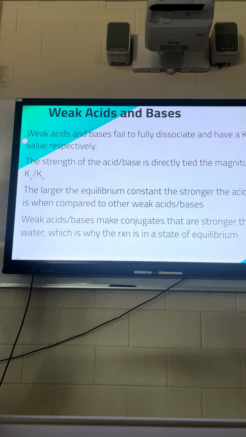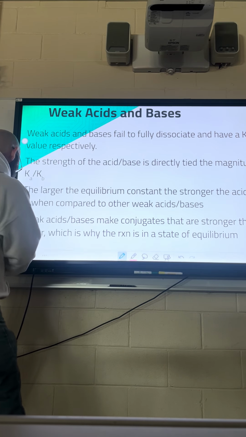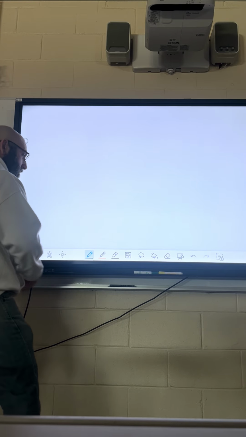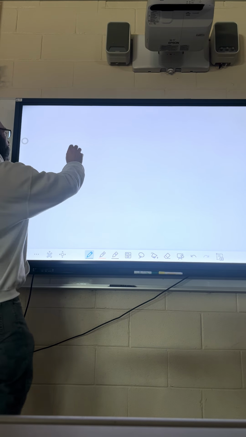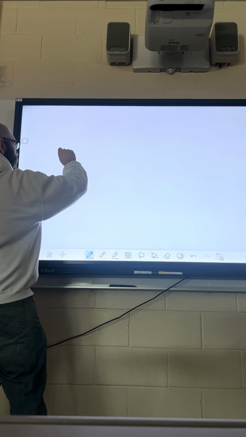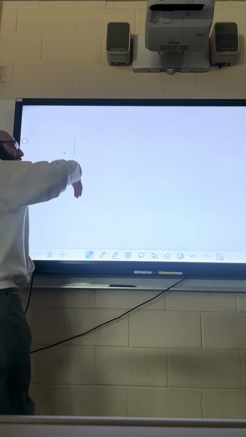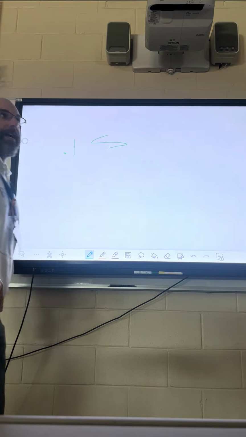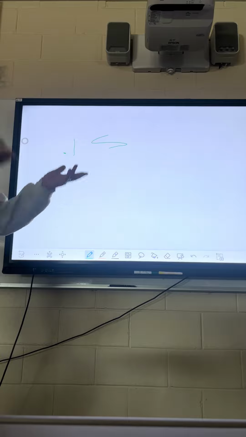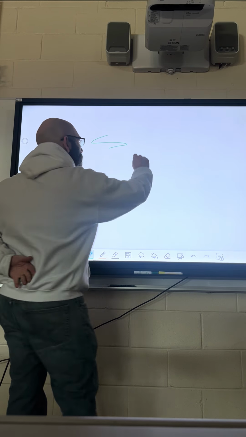Let's just say 0.1 is what you're starting with. Well, if it doesn't fully dissociate, it's got to be less than 0.1. So pick any number less than 0.1.